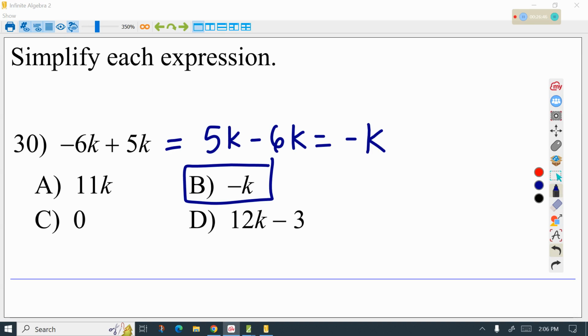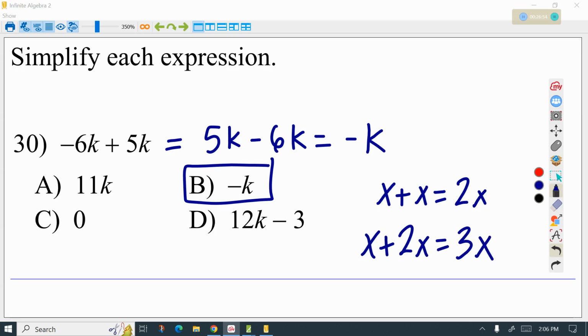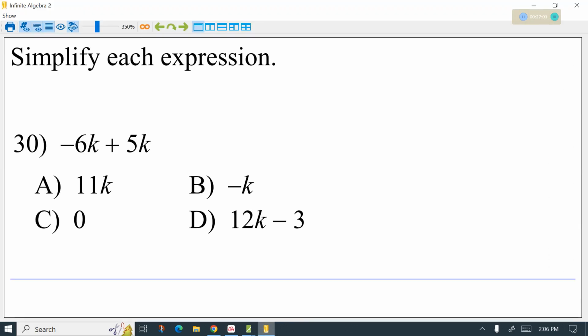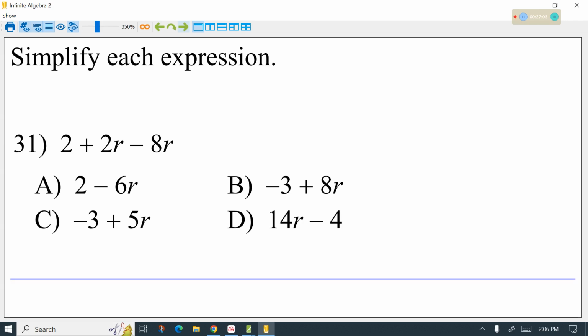This idea, right, that x plus x equals 2x. What's x plus 2x? 3x. Okay, so we're just adding x's. We're just counting how many times we've added a value, all right? Let's see how close we are to the end here. Okay, so in this case, you have just another simplification. We'll go ahead and do this one together, why not?